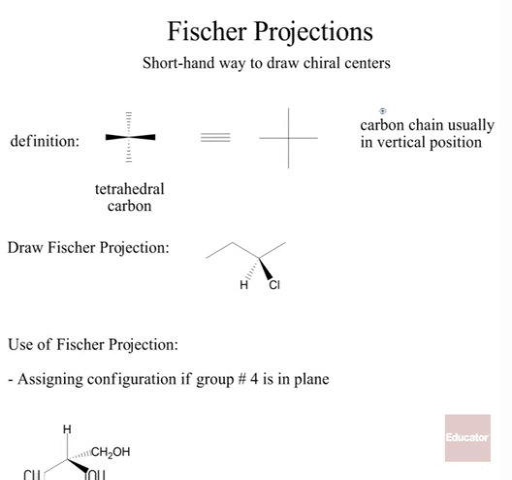Okay? And by convention, the carbon chain is usually drawn in this vertical position. So although you can look at a tetrahedral carbon this way or this way, there are a few different points of view you can have. If this was the carbon chain, usually we put that in the vertical position. We'll see lots of examples of this. So here's one example. Let's say we're asked to draw this Fischer projection.